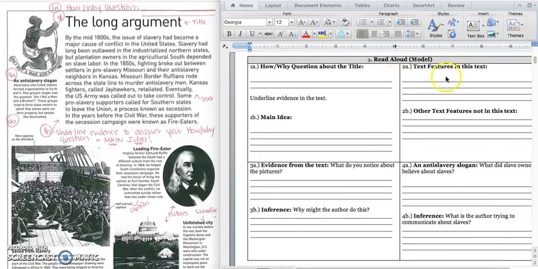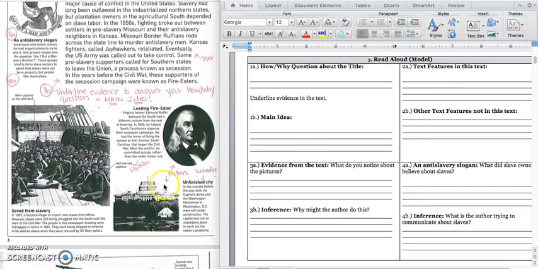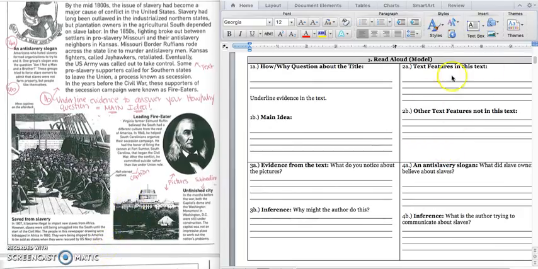Nonfiction texts have a lot of text features. Text features help the reader make sense of the text. A text feature is the title. It could also be pictures, subheadings, and captions. The text features in this text are labeled for you. Press pause and silently write them down in 2A.